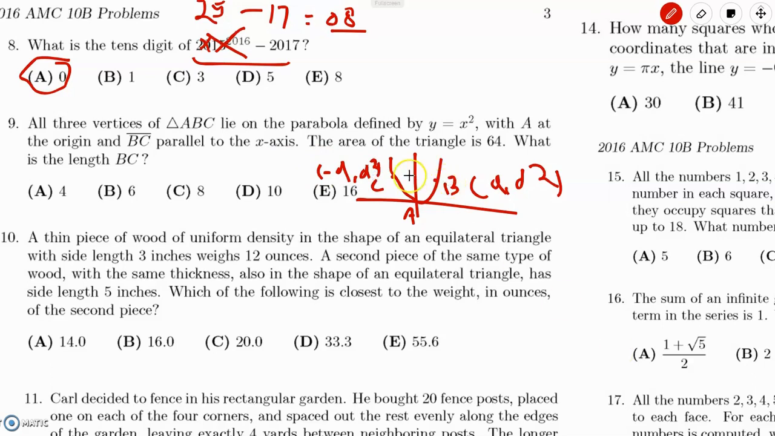So the area of this triangle is 64, and that's just base times height over 2. The height is equal to D squared, and the base is equal to 2D. So D squared times 2D over 2 is equal to 64. So that means D equals 4. We want the length of the base, which is BC, which is equal to 2D. So 2 times 4 is equal to 8, and we're done.